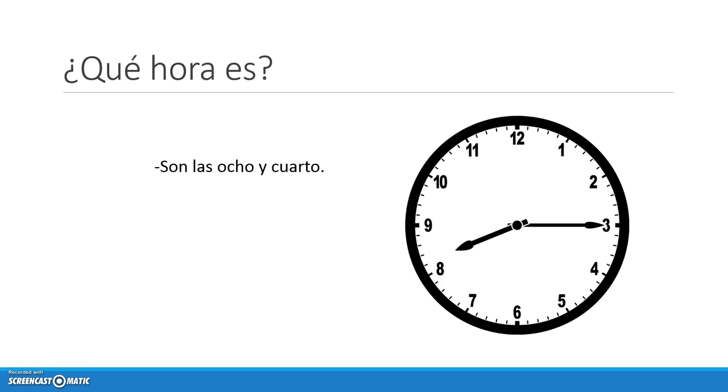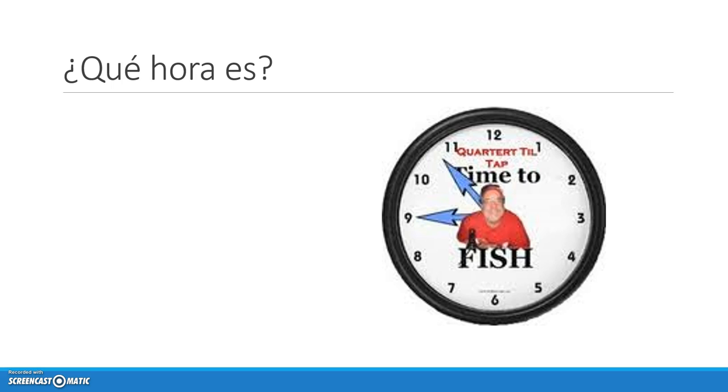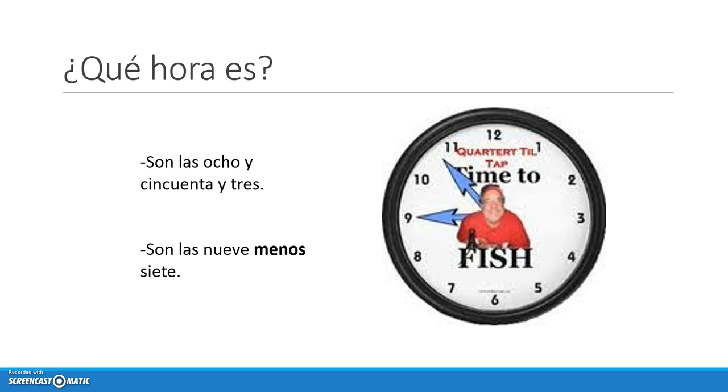¿Qué hora es? Son las 8 y cuarto. Remember, if you said 8 y 15, it's not incorrect, but it's probably more common to say son las 8 y cuarto. ¿Qué hora es? Son las 8 y media. ¿Qué hora es? Remember there were two ways to say this one. Son las 8 y 53 o son las 9 menos 7.